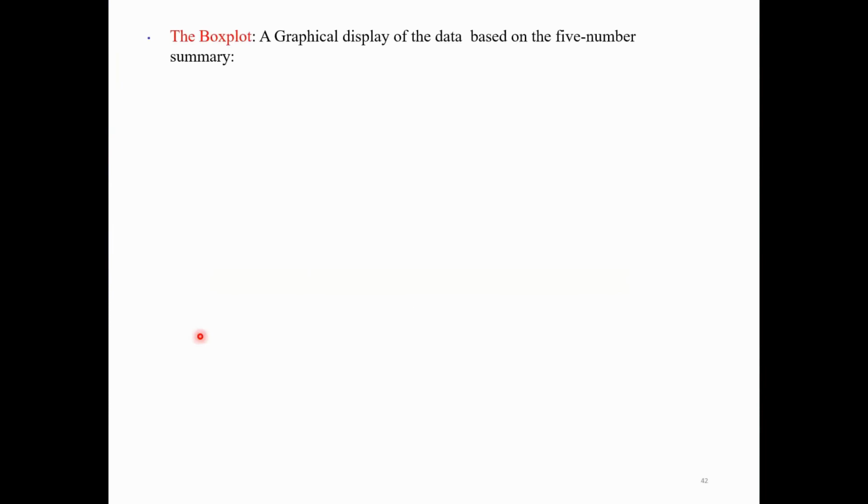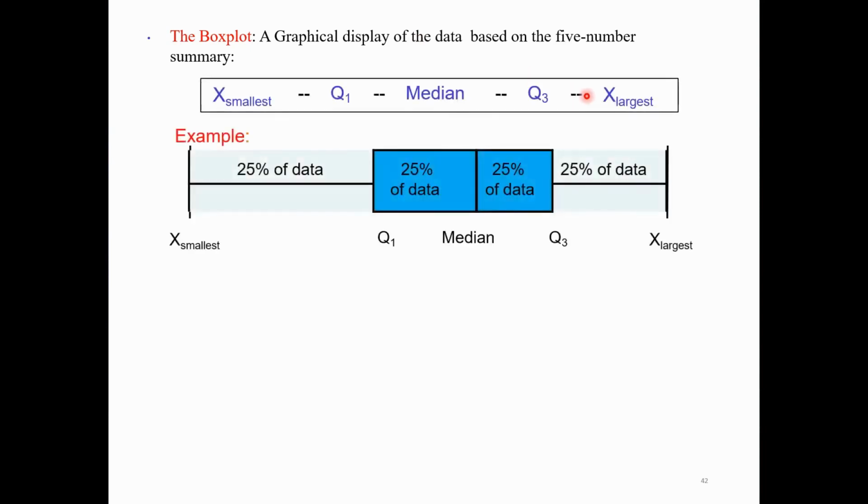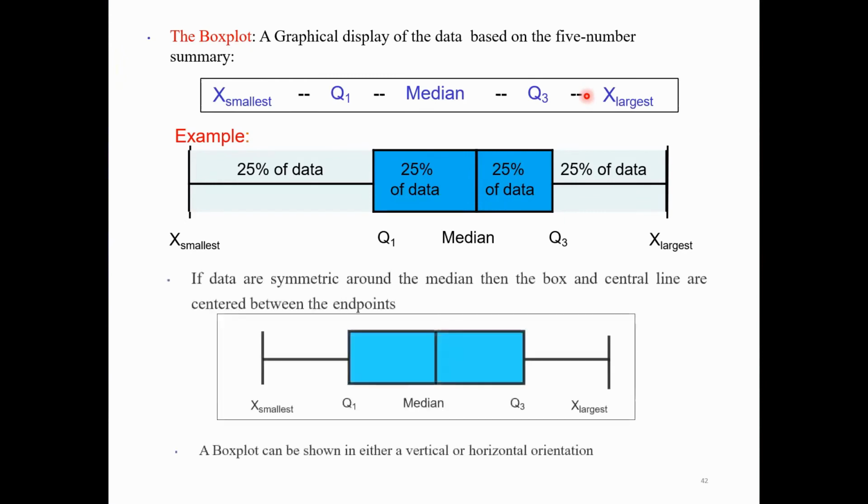Then we have this concept known as the box plot. It is a graphical display of the data based on the 5-number summary that we calculated. So from this, you can get an idea about the skewness of the data set.